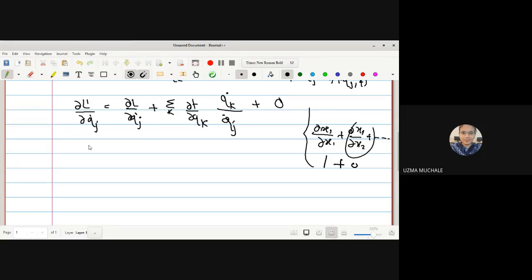So while running the summation, we will get the result: dou L dash by dou qj dot as it is, plus now what is the value of dou L by dou qj dot? It is nothing but pj.